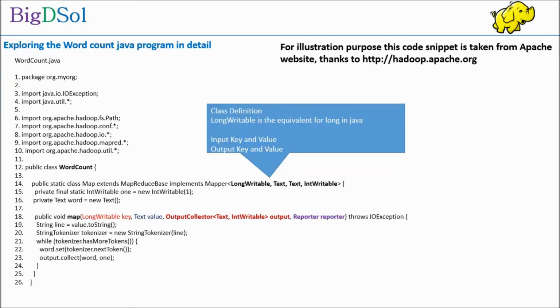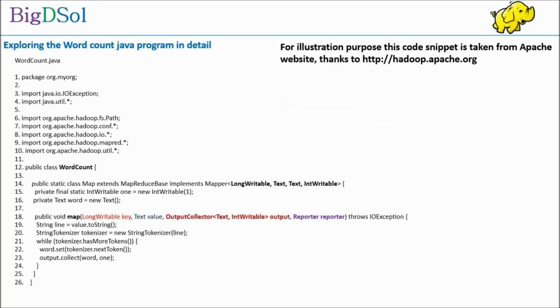In the class definition, four parameters refer to the data types of input and output key value pairs specific to the map method. In our example, the input is a single line of text. The output from the mapper is of the format word and numeric value 1. Here is the map function definition. We'll now look into each of the input parameters in detail.